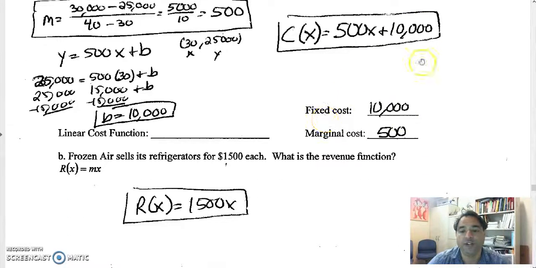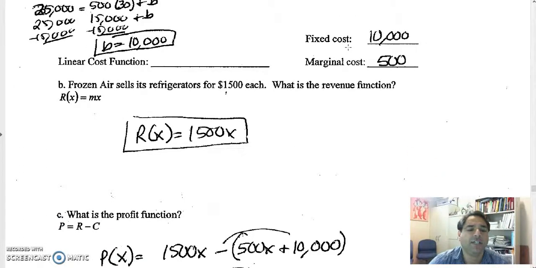Again, the fixed cost is $10,000. And then 500x. 500 would be your slope, which would be your marginal cost. Remember, that would be like the cost per refrigerator. Output over input. So that would be 500 over 1. Your output cost, 500 over input number of refrigerators. Every one refrigerator costs $500.